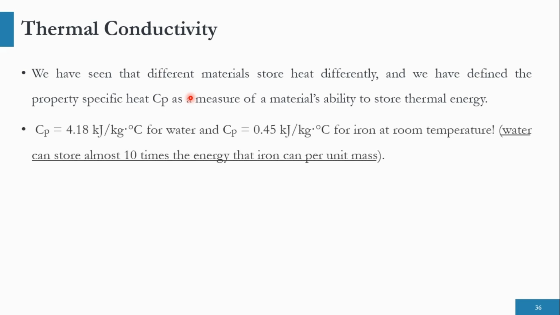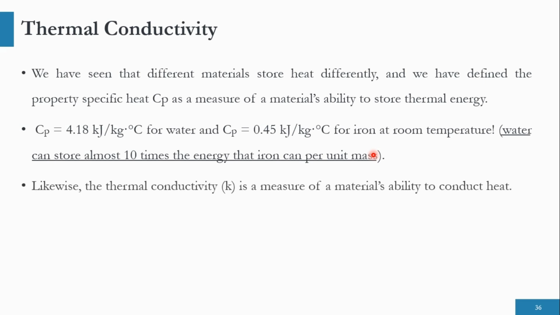For example, the Cp of water is 4.18 kilojoule per kg degree centigrade, while that of iron is 0.45 kilojoule per kg degree centigrade, and these values are at room temperature. The value analysis shows that water has around 10 times more heat storage capacity or thermal energy storage capacity as compared to iron per unit mass. So this is the concept of Cp, which we have studied in our previous lectures or in thermodynamics and previous concepts. K is an opposite of it.